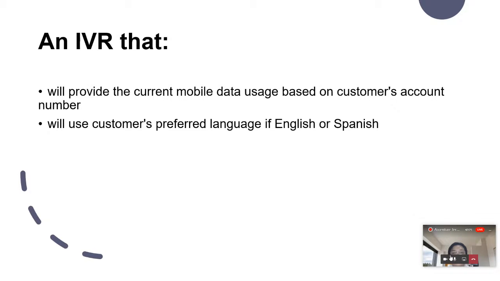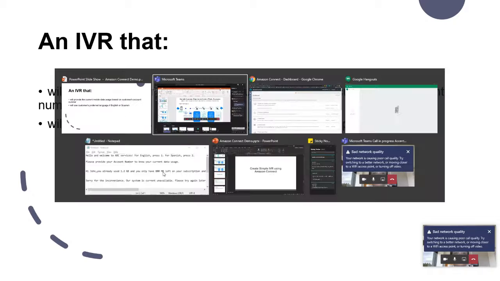Here is one of the sample challenges. Let's say one of the clients would like you to create an IVR that will provide the current mobile data usage based on the customer account number. Also, the IVR will use the customer's preferred language, whether English or Spanish. I'm going to show you the actual creation of an IVR using Amazon Connect.